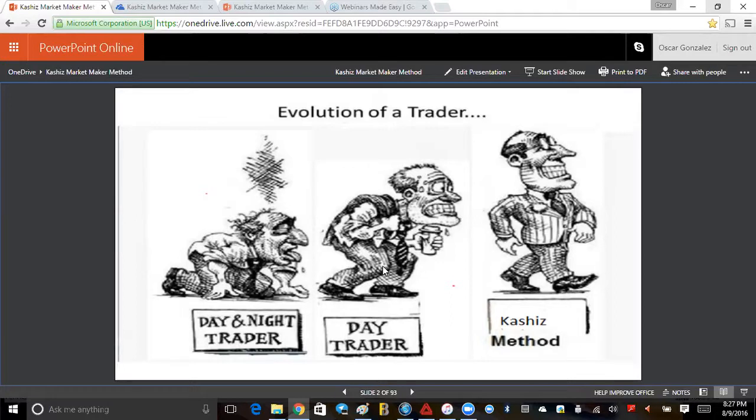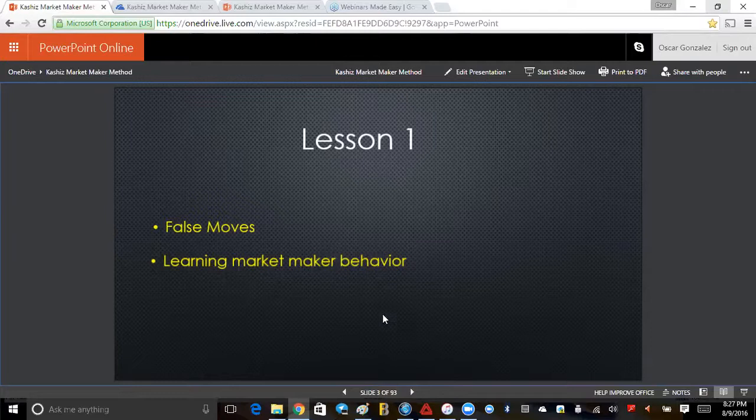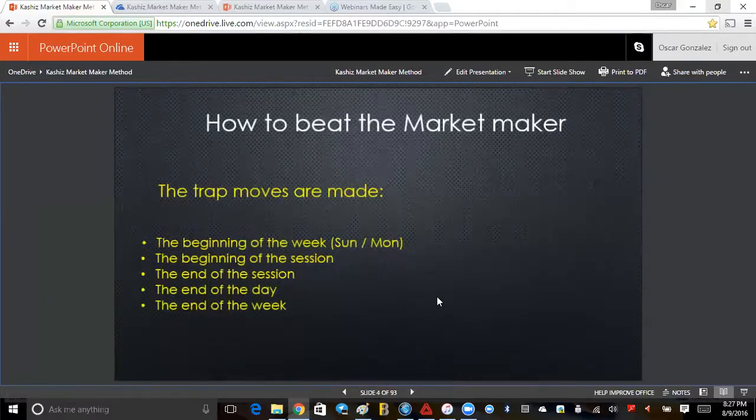So how do we beat them? You'll need to understand that they do false move trap moves. And these trap moves are as follows. Lesson one, false moves and learning market behavior. Let's get on with it. How to beat the market maker. The trap moves are made at the beginning of the week, Sunday going into Monday, the beginning of the session, the end of the session, the end of the day, and the end of the week.